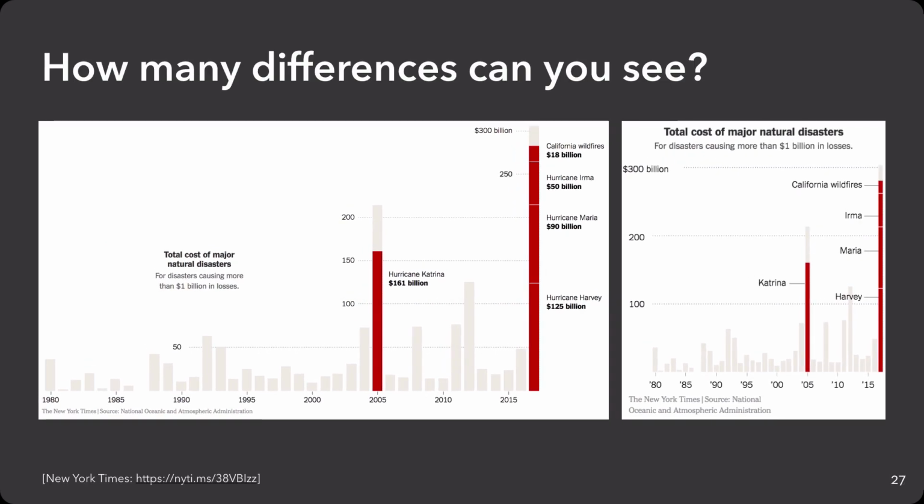Take a look at this visualization from the New York Times article, "The Places in the US Where Disaster Strikes Again and Again." How many differences can you see? Maybe pause the recording for a minute and take a look. This article is also available at the link shown here. To answer my own question, I would say there are 10 types of changes.